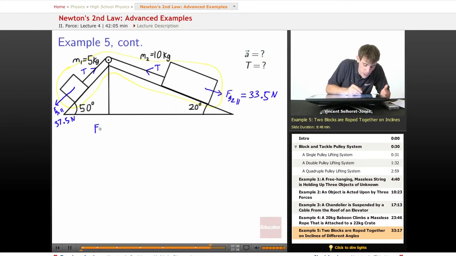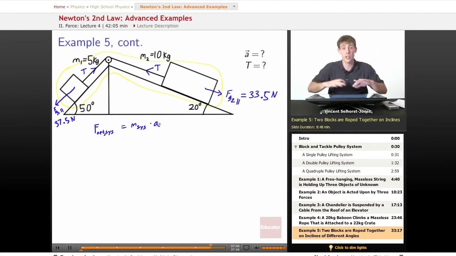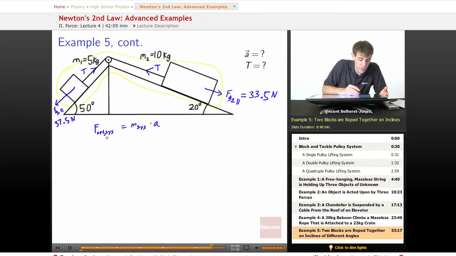So the forces acting on the system are going to be equal to the mass of the system times whatever the acceleration is. And they're linked. Unlike the baboon and crate problem, we've got a linked rigid connection here. If one thing moves, the other one has to move. So we know that we can use the same acceleration for the two of them. So what forces are here?